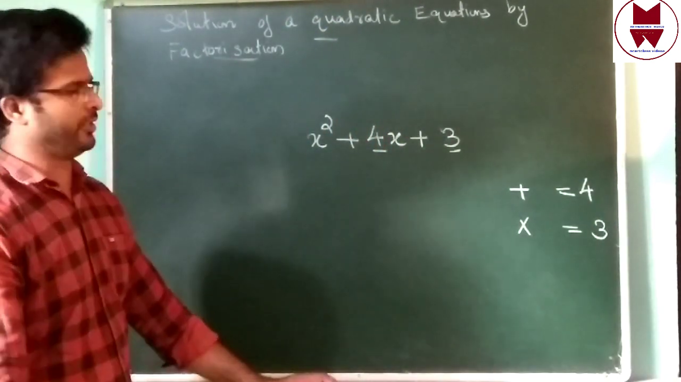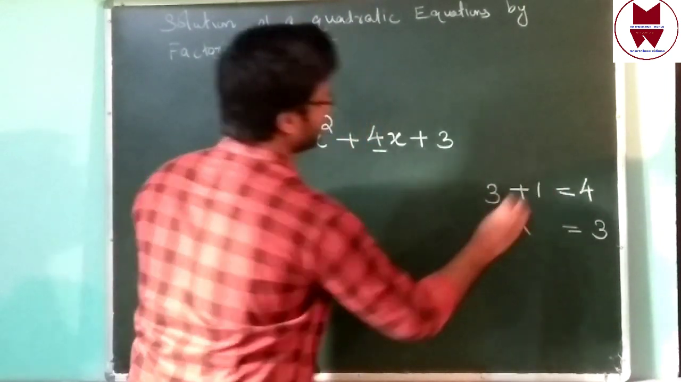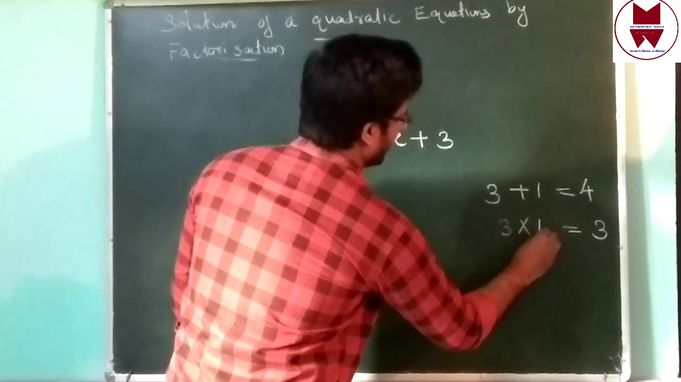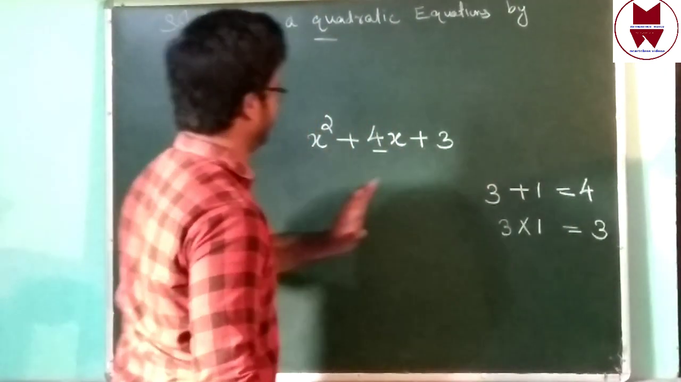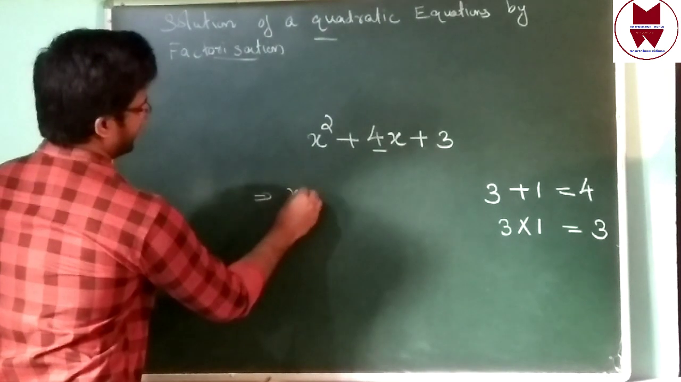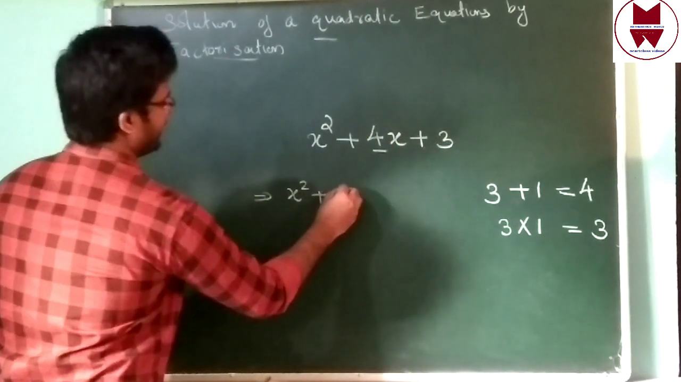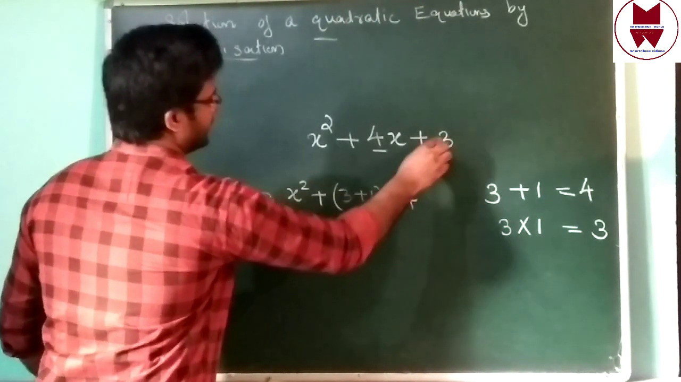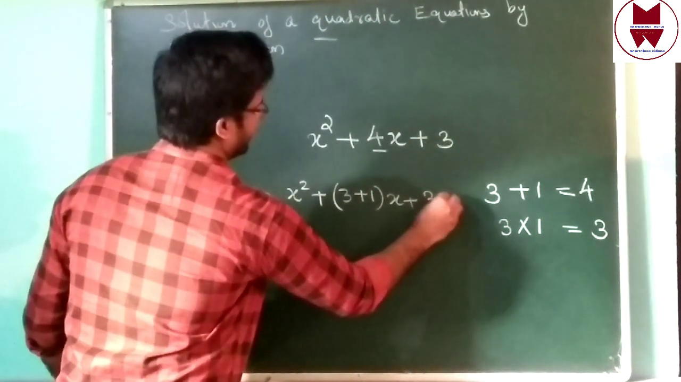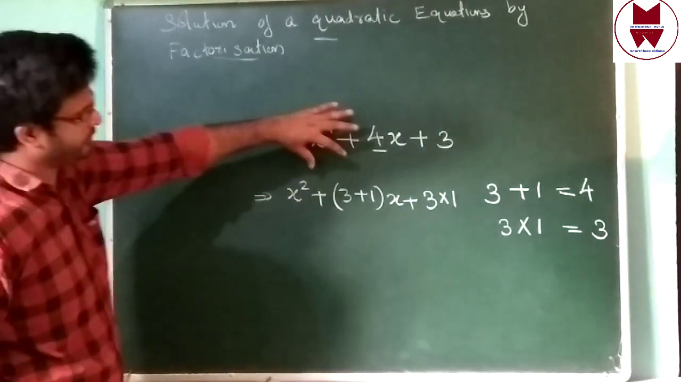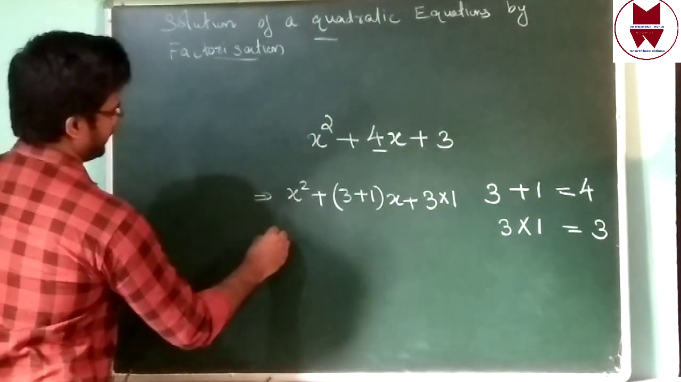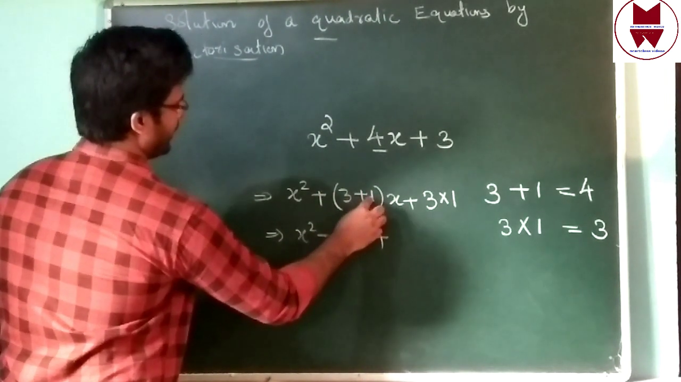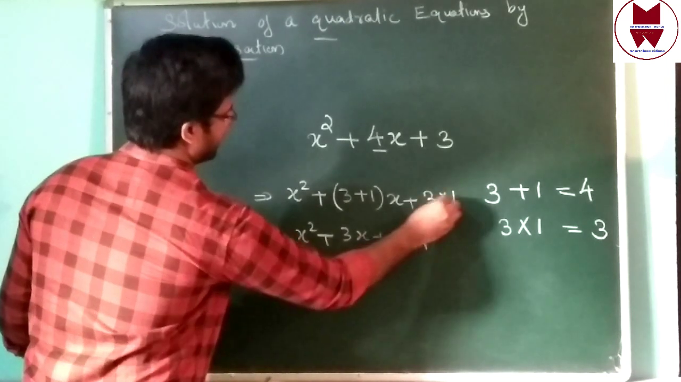We can use any two numbers: 3 plus 1, that is 4. Then 3 into 1 is 3, isn't it? That means in x square plus 4x plus 3, we can write 4 as 3 plus 1, and 3 as 3 into 1. We have to split the middle term. Then remove the bracket: 3 into x, 3x, plus 1 into x, 1x, then 3 into 1.